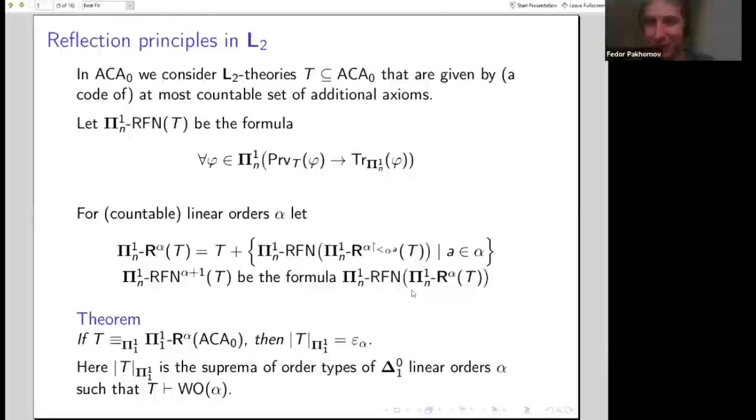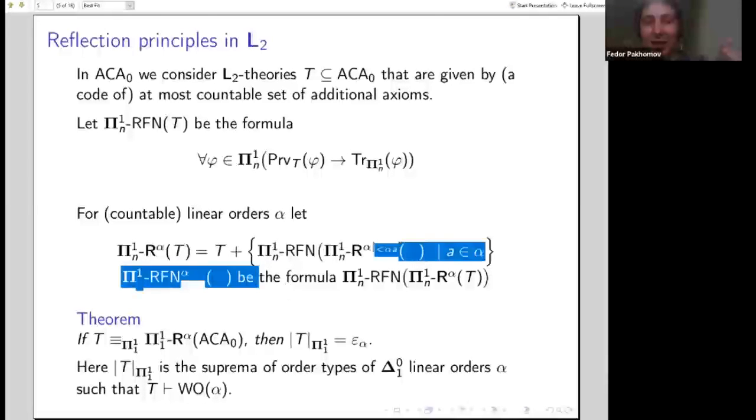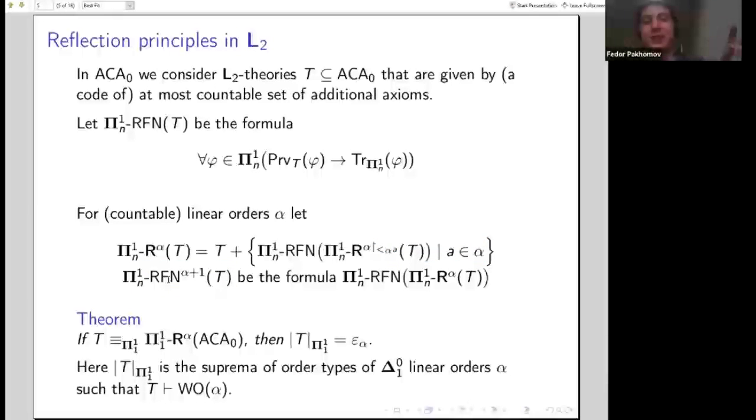The connection follows: if you consider successor ordinals, ordinals of the form alpha plus 1, then this alpha plus 1 theory is the same thing as T plus this alpha plus 1 iterated RFN. So this is for successors. For successor stages, the theory Π1n R to alpha plus 1 is finitely axiomatizable over T by this sentence Π1n RFN to alpha plus 1.